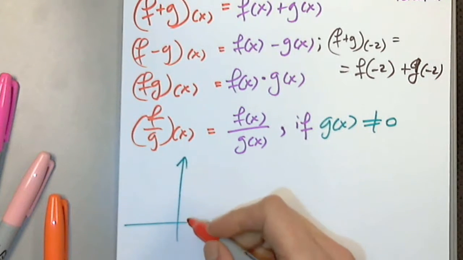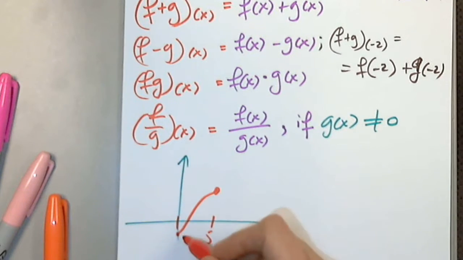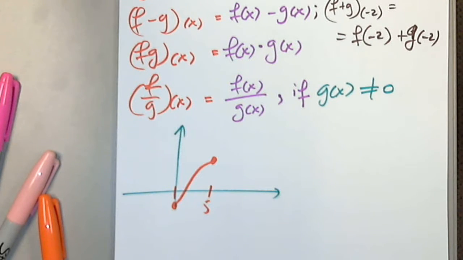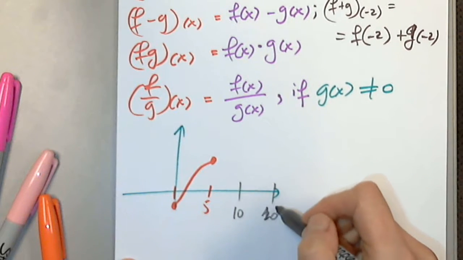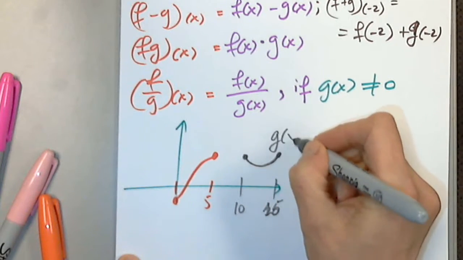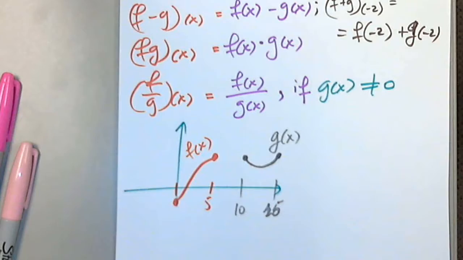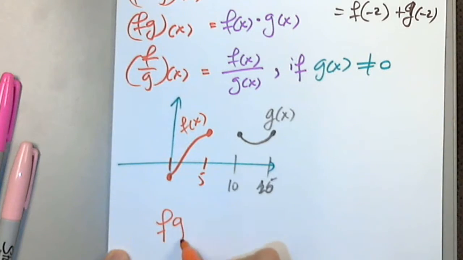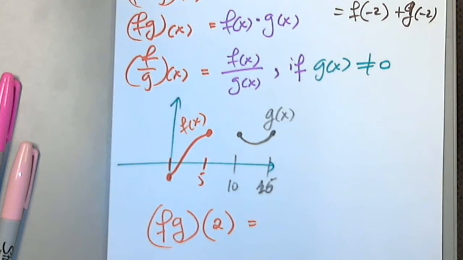So now I'm creating two functions. I'm going to create one graph defined between 0 and 5. So here's the function. And I'm going to create a graph that has a domain between 10 and 15. This is the function g of x, and this is the function f of x. And I'm going to ask you a question. F times g of 2.